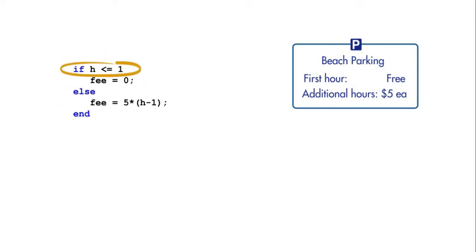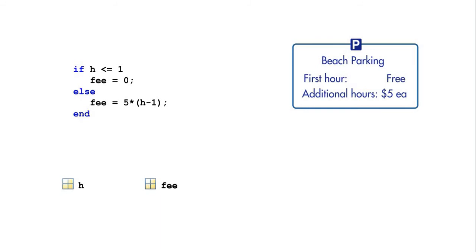We start with the keyword if, followed by an expression that must evaluate to either true or false. Next is the block of code that executes if the expression evaluates to true. Code after the else keyword executes if the expression is false. The end keyword marks the end of the if-else statement.